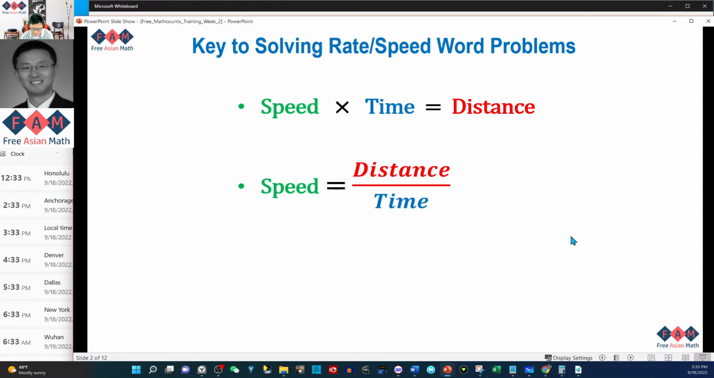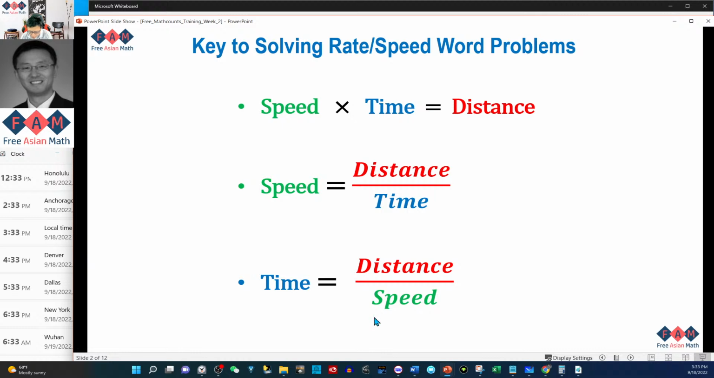But from this multiplicative relationship, you will also get two division relationships. Apparently, the speed would be the ratio between distance and time, or just a division, distance divided by time. And another one, essentially the same, is that time would be the ratio between distance and speed, or you just divide distance by speed.